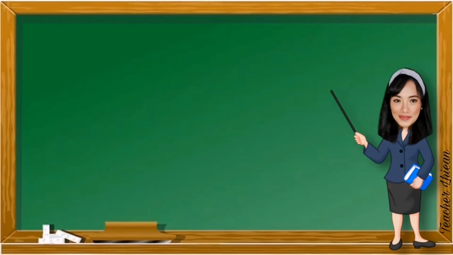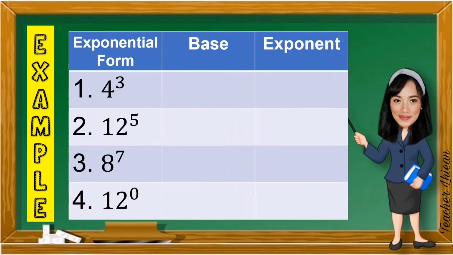Let us apply the parts to an example for further understanding. Example, so we have the exponential form, we have the base and exponent. So we will identify what is the base and exponent in each exponential form. Number 1, we have 4 raised to the 3rd power. So, binabasa siya as 4 raised to the 3rd power. So, sino si base? Ang base natin dyan ay si 4. At sino naman si exponent? Si exponent ay si 3.